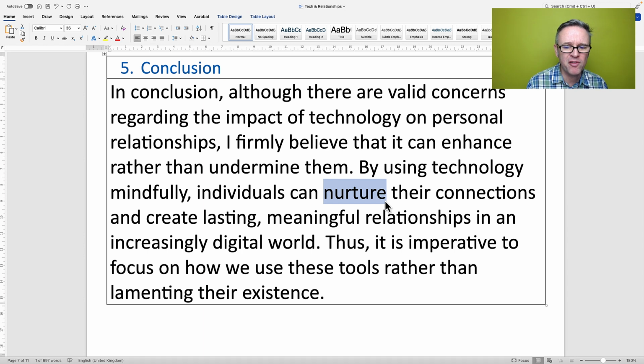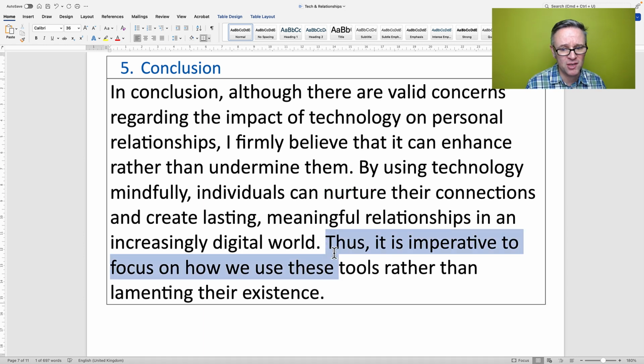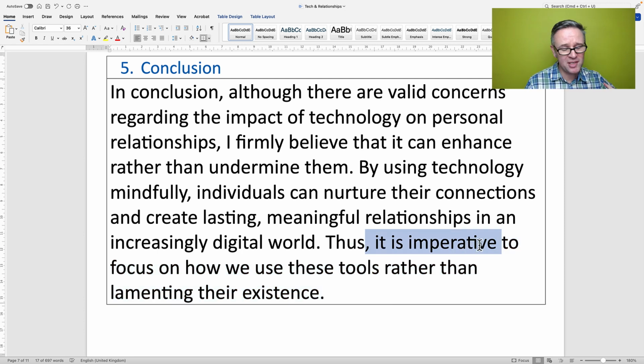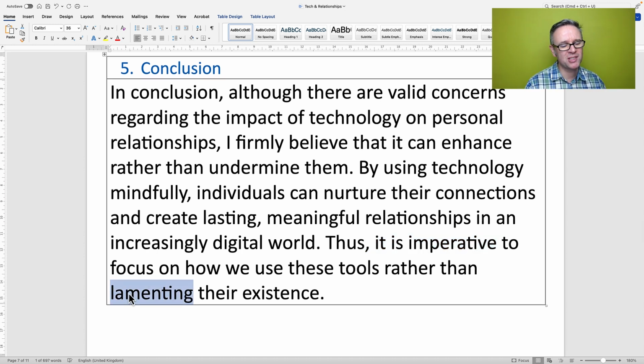And then we have our final closing sentence. Thus, it is imperative to focus on how we can use these tools rather than lamenting their existence. So it is imperative to, this is a synonym of it is crucial to, and then another high level verb, to lament. It's when you're complaining, you're crying about something. That is the end of my essay.